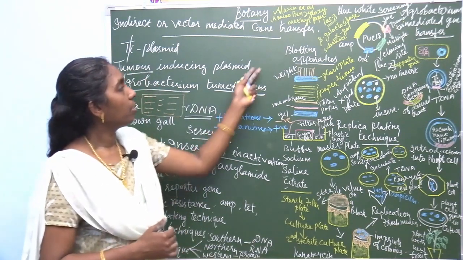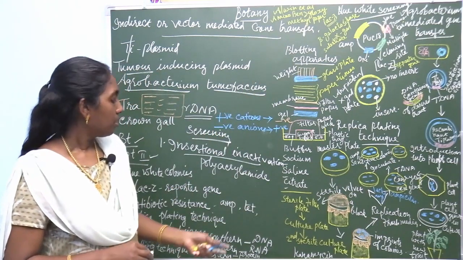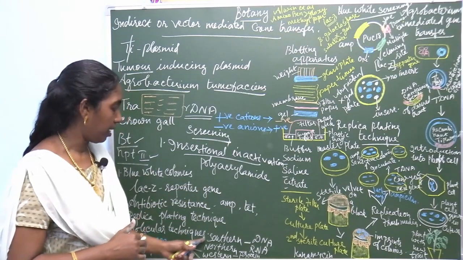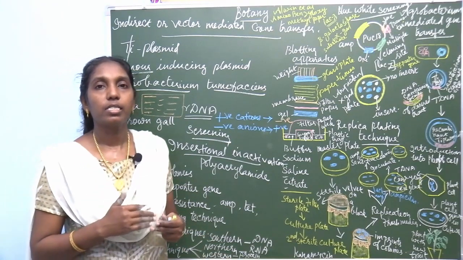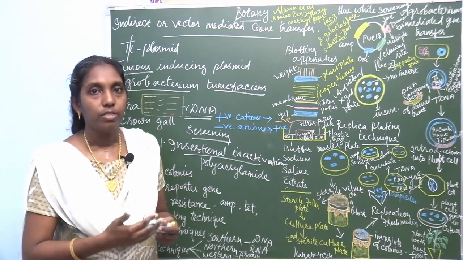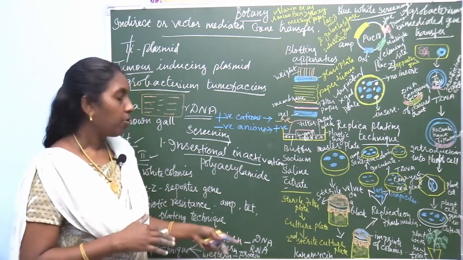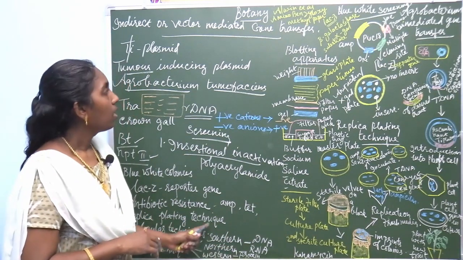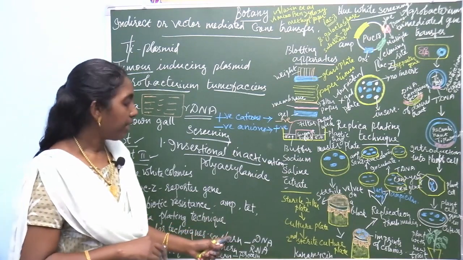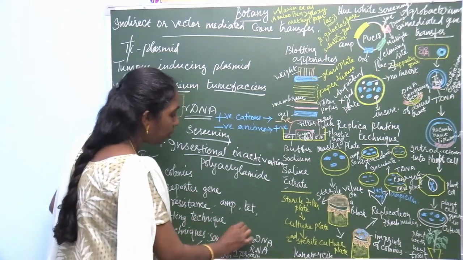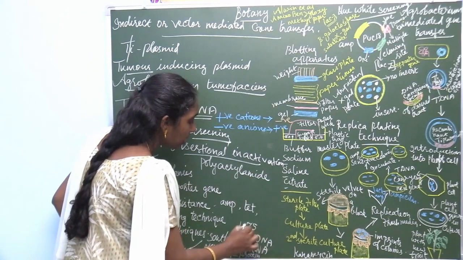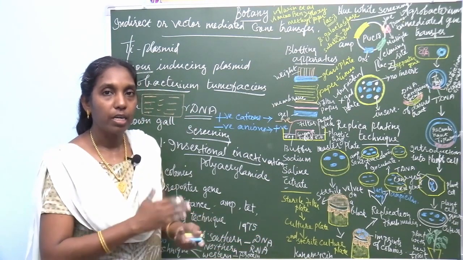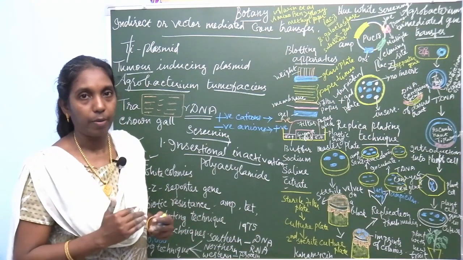Now, what is the procedure of this blotting apparatus? First of all, DNA blotting, the Southern blotting technique. The Southern blotting technique was postulated by Southern, the name of the person. In the year 1975, Southern demonstrated the DNA transfer from agarose gel to nitrocellulose filter paper.